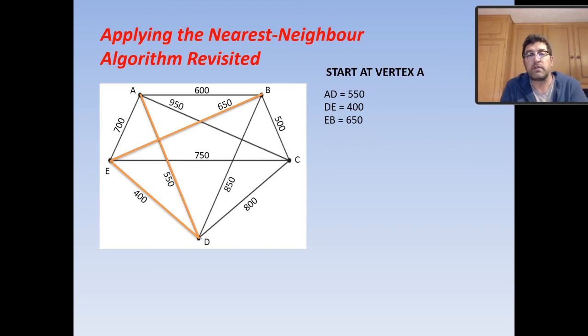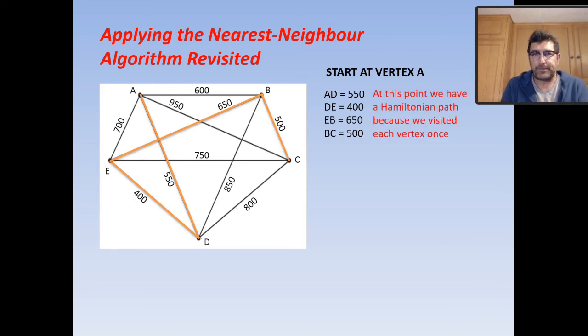Now, please notice, folks, we've got one vertex left that we want to visit, and that is vertex C. Now, B is adjacent to all the other vertices that have already been visited. So our last choice will be to go to C. Now at this point, we have a Hamiltonian path because we visited each vertex once only. We don't have a circuit. So from C, we have to return to the start vertex, which is CA, 950.